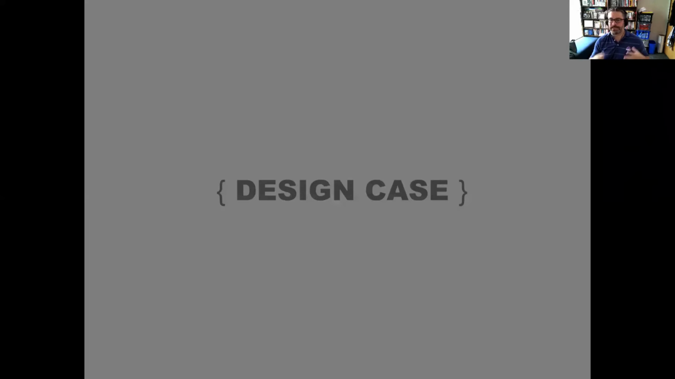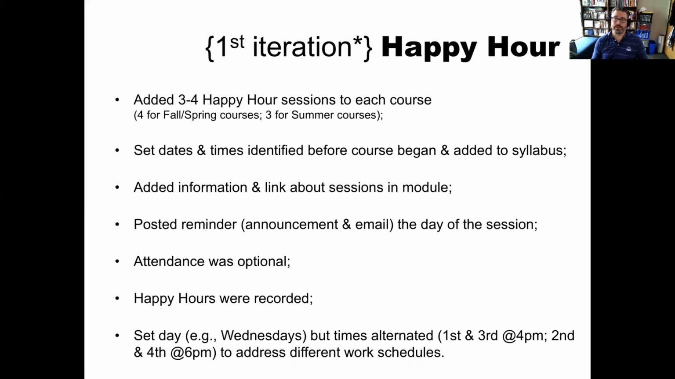So I call this a design case. It doesn't really fit neatly into design-based research or a design case traditionally, because I'm interested in an instructional strategy across multiple courses. How can I use live meetings more effectively? With that, my first iteration was I added 3 to 4 happy hour sessions per course. For a semester-long course that was 15 weeks, I'd have 4 sessions. During the summer, with 7-week courses, I'd have 3.